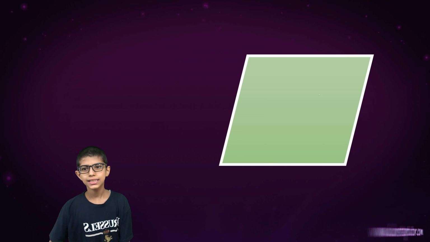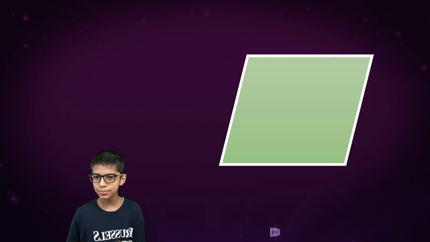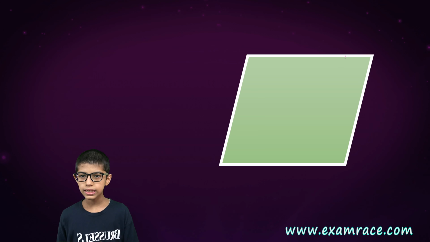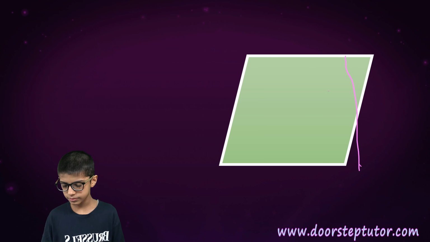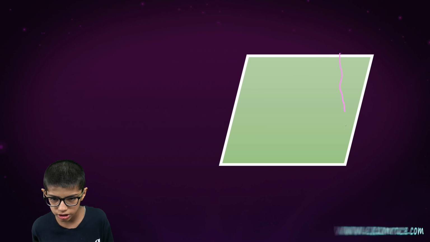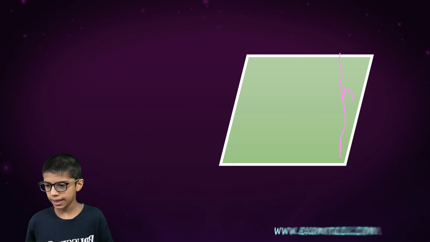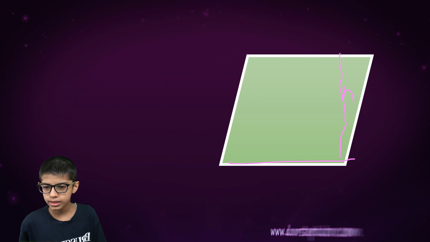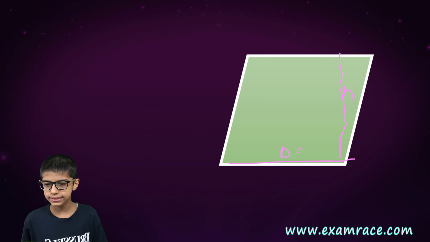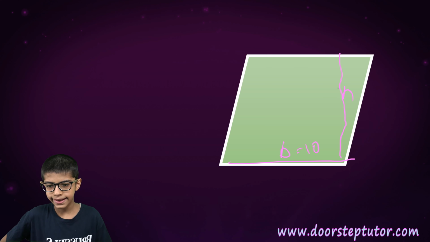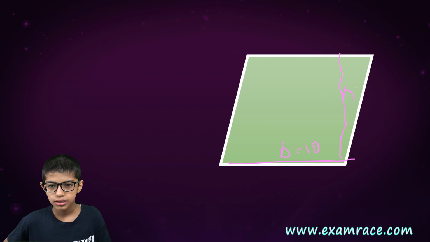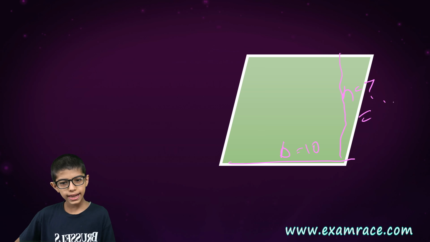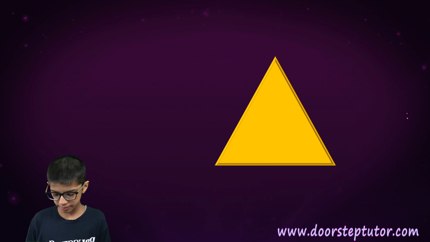Now, if I cut it and make a rhombus, so what would be the area of the rhombus? Yes, we can find it by the same method. Here, the height would be h, and h multiplied by the base, which is b. Now, if I take the base as 10 and the height as 7, then what would be the area? It would be 70, and the unit.